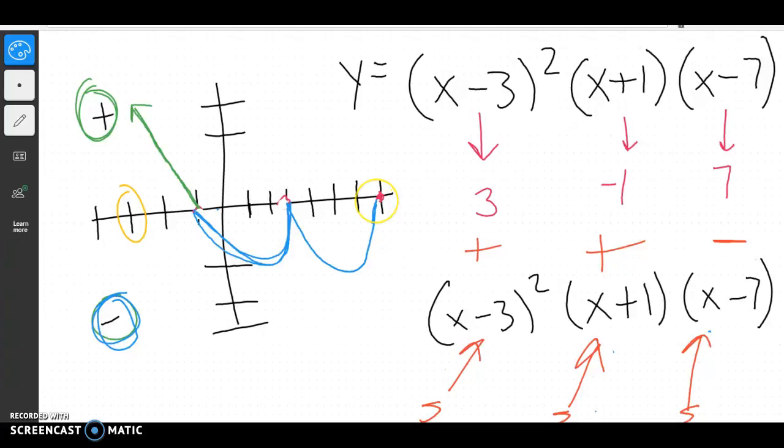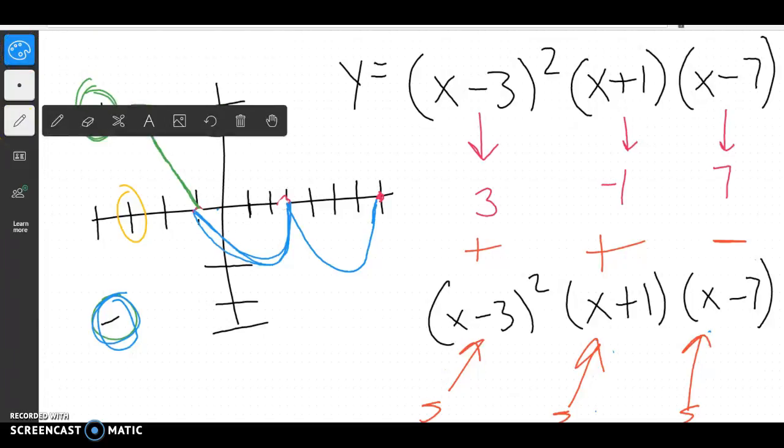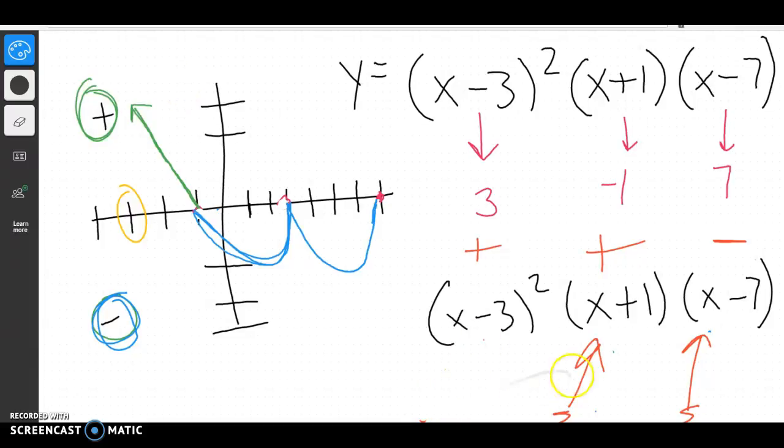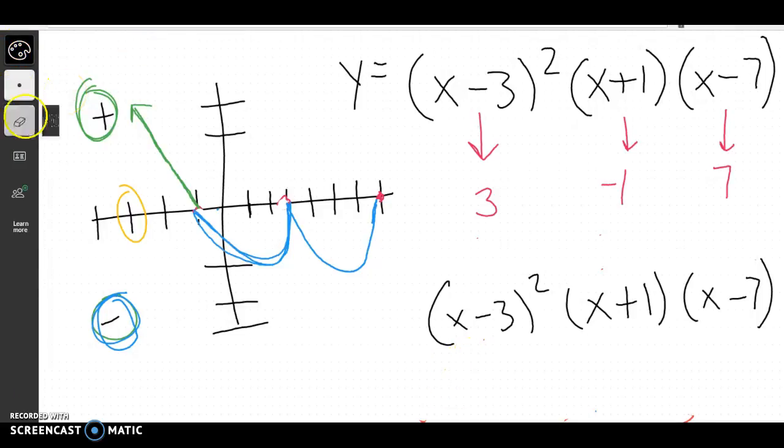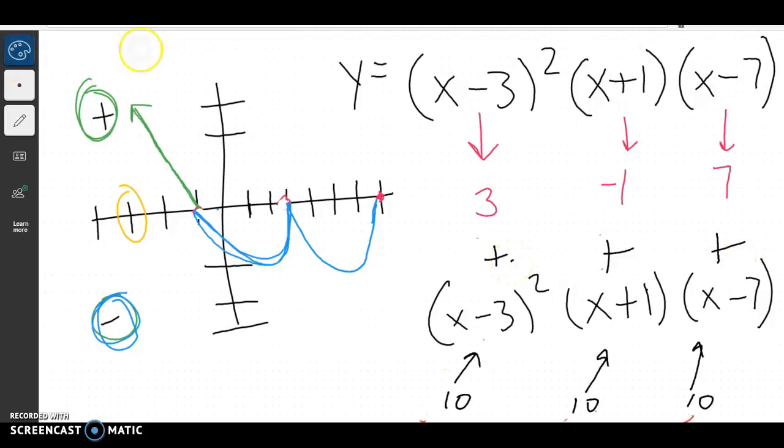Now let's see what it does here. It could bounce and go down, or it could sit and go through. Again, we need to plug in a number, and the number has to be bigger than 7. Let's choose 10. We're going to plug 10 into each factor. That one's going to be positive, because anything squared is positive. 10 plus 1 is 11, definitely positive. 10 minus 7 is 3, also positive. Positive times a positive times a positive is positive. So this thing would continue on, since it would be positive.